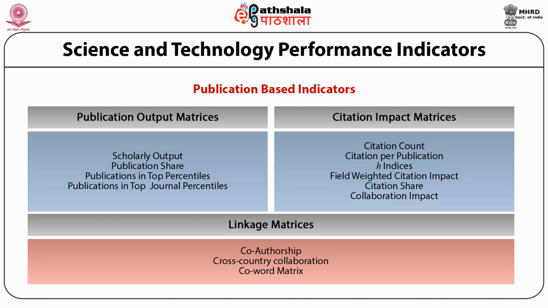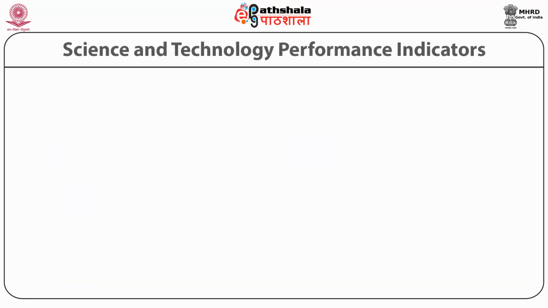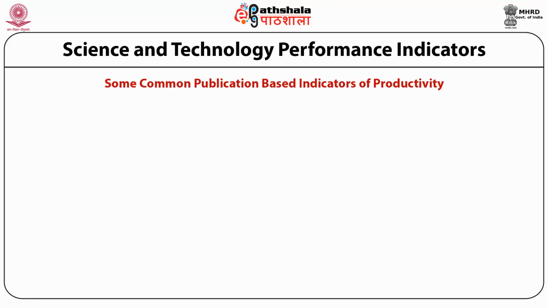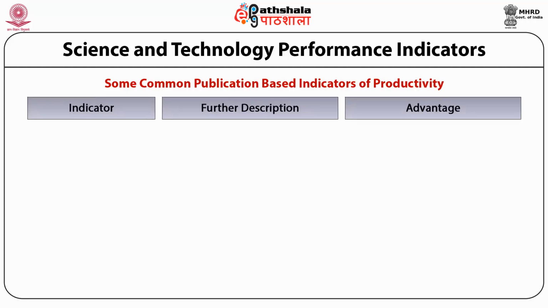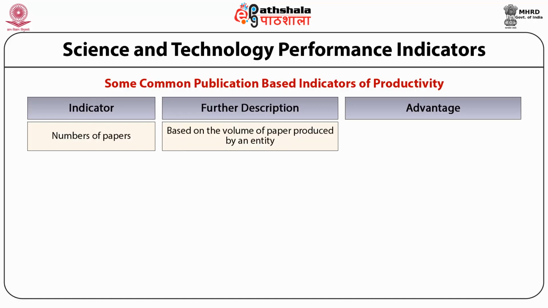These indicators allow us to look at the linkages between the different elements. This will be discussed further in this module. In this table, we highlight some common publication-based indicators of productivity. The first common indicator is the number of papers. It is based on the volume of papers produced by an entity. It is easy to retrieve but does not say anything about impact.